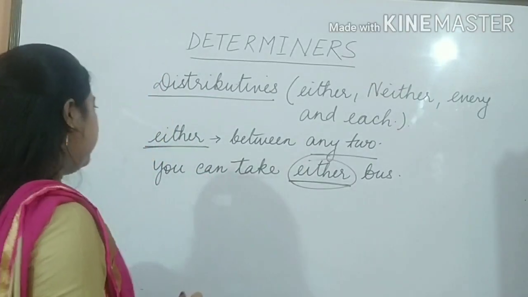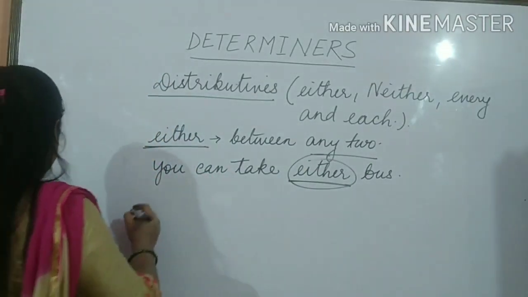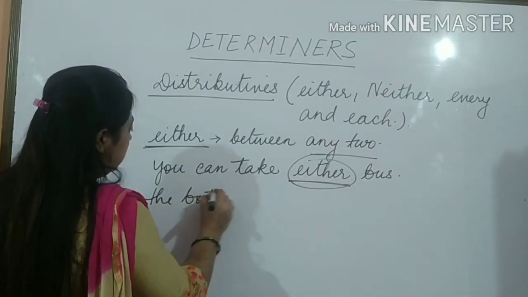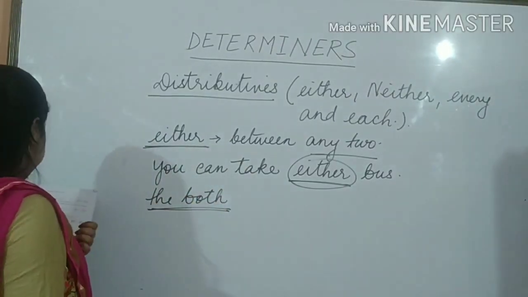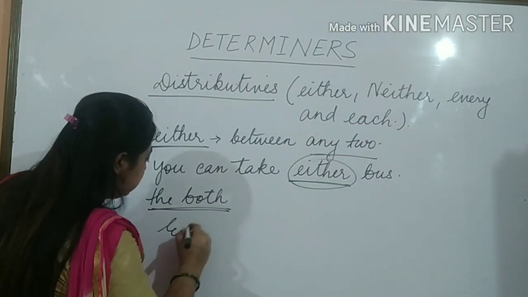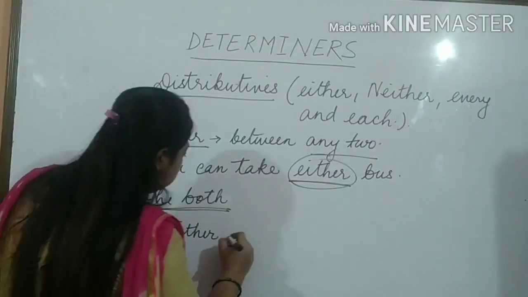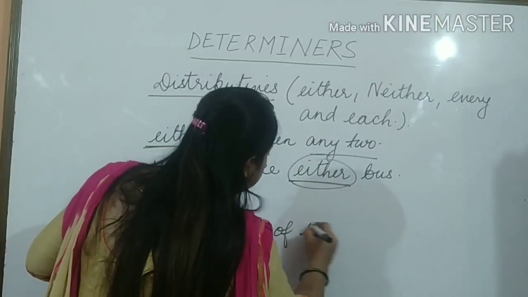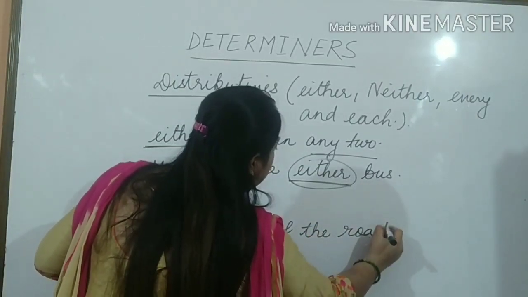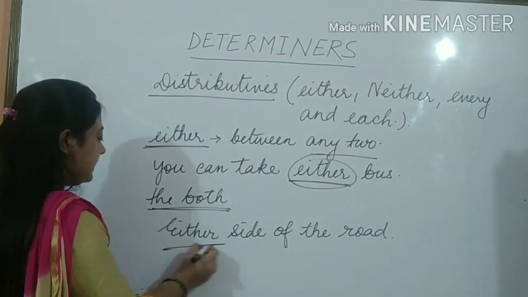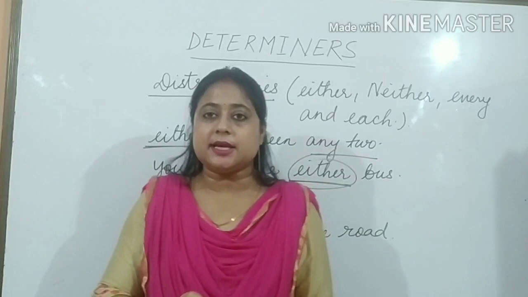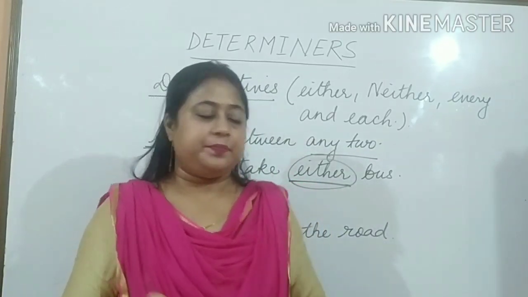Okay? The next place where we use either is for both. When we talk about both. For example, either side of the road. Either side of the road. It means on both sides of the road. Either this side or that side. Any side can be used.